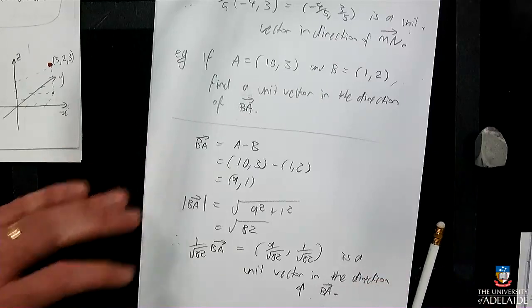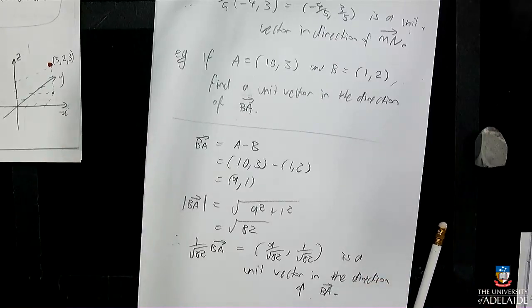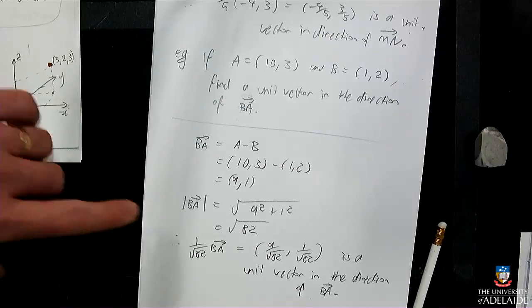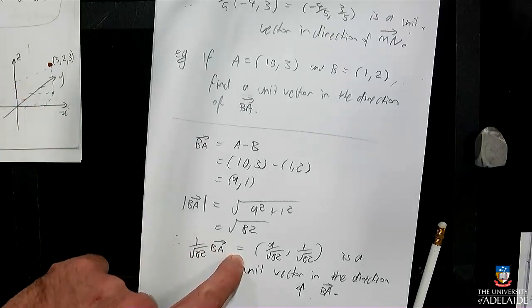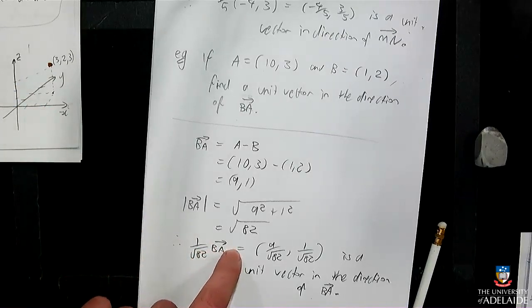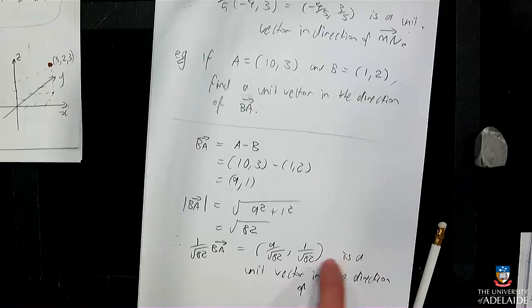Now I should just say something. If you look carefully at what I've done, this equals in the middle of this sentence: 1 over root 82 of BA is equal to, which is equal to 9 over root 82, 1 over root 82, is a unit vector in the direction of BA. If I said is equal to and then is, it wouldn't make any sense. So this is read aloud as a which is equal to.